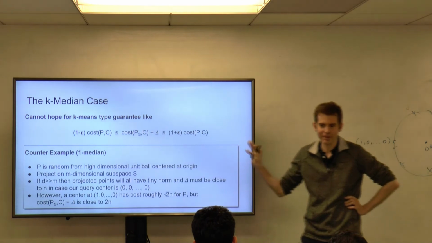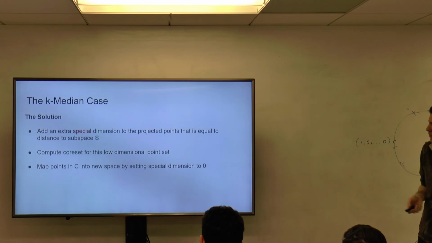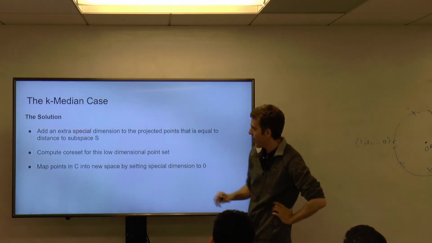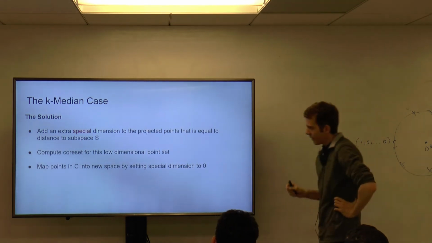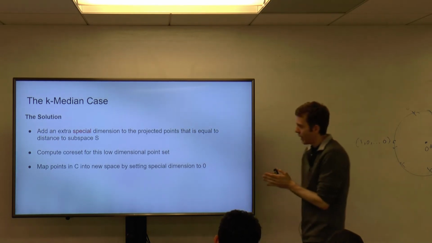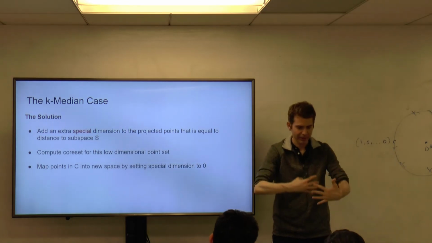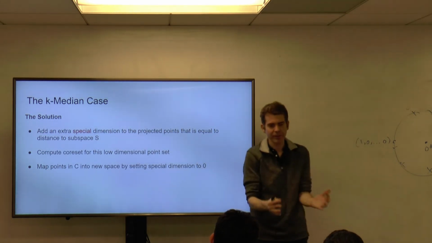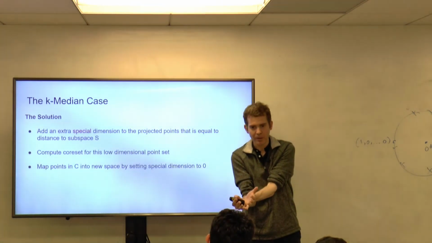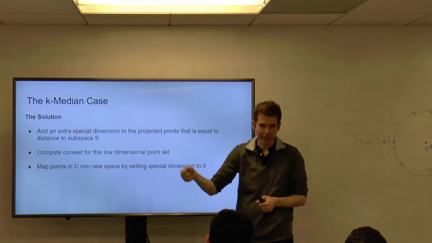I'll describe the fix that we have to this, and maybe this is what you're suggesting. What we're going to do about this normalization issue is add a special dimension to the projected points that is equal to the distance to the subspace S. So we're actually going to run this dimensionality reduction procedure. We get our n points in R^d. They all live in this space S. We're then going to increase the dimensionality of the points by 1, making them d plus 1 dimensional. On this extra dimension, we're going to encode the distance of the point to the subspace.